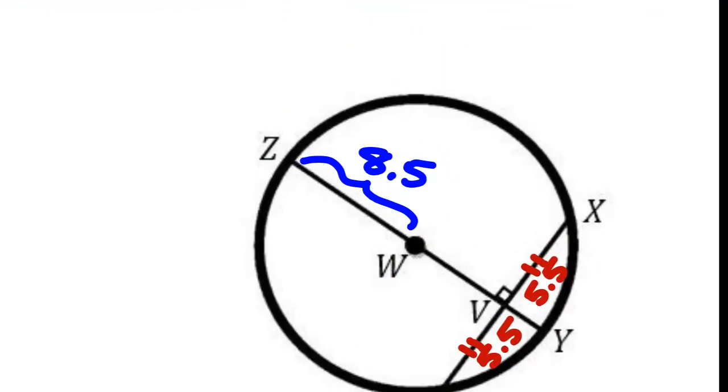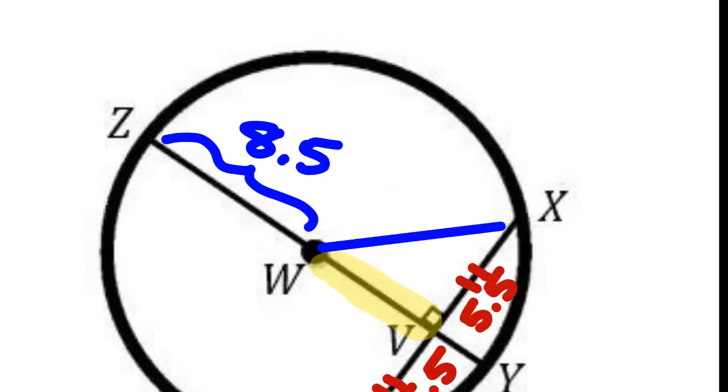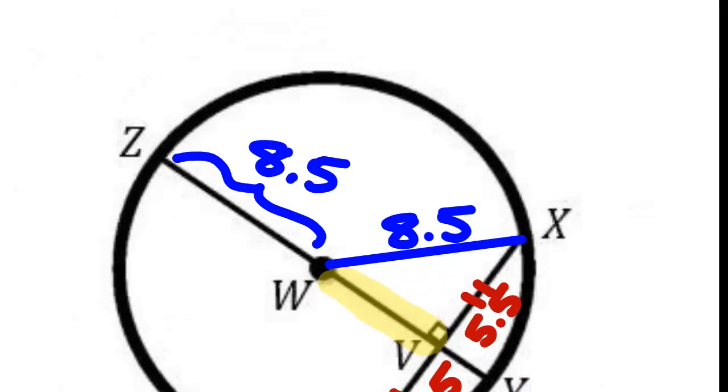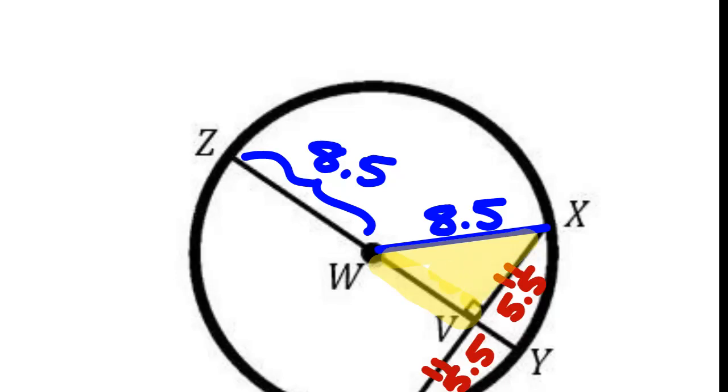WV and VY. Is WV a radius? No. But what do you notice right there at V? There's a right angle. If I draw in another radius, will I know how big it is? Yeah, because we said the radius was 8.5. All radii are going to be 8.5 in this circle. Can I draw a radius in and force it to have a right triangle here? Yes, I'm going to connect W to X, and that segment there would be 8.5. So now I have a right triangle here.